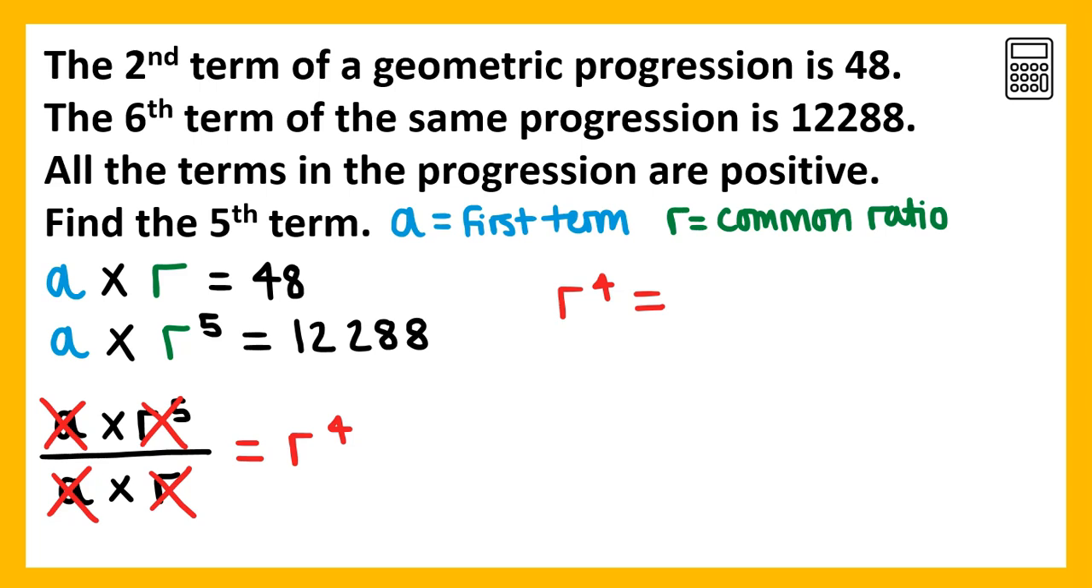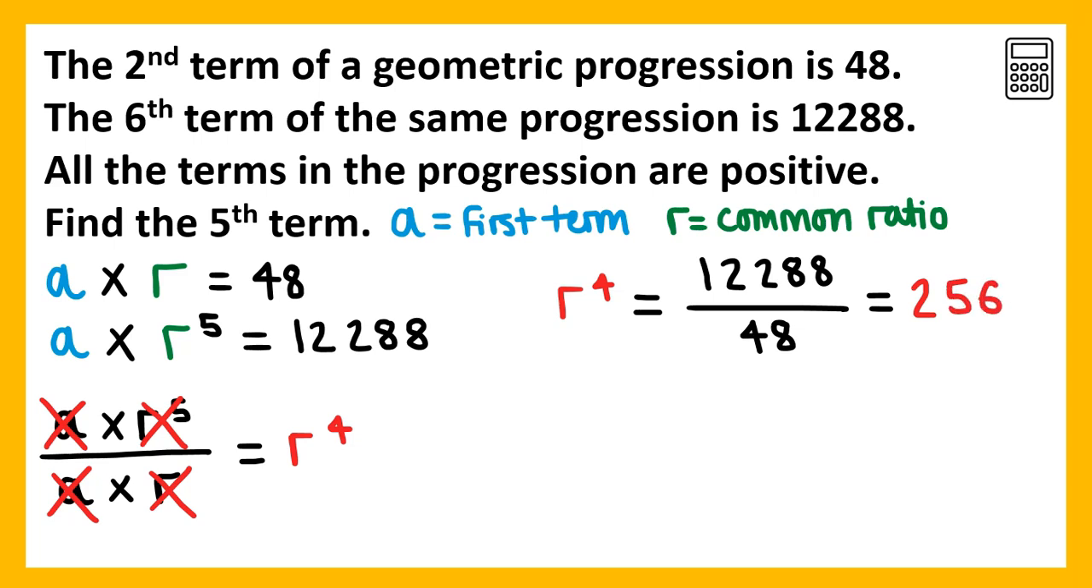Therefore, R to the power of 4 has to be the same as A times R to the power of 5, which we know is 12,288, divided by A times R, which is 48, meaning R to the power of 4 is 256. I can find the fourth root of 256, which gives me the value for R, the common ratio of 4.